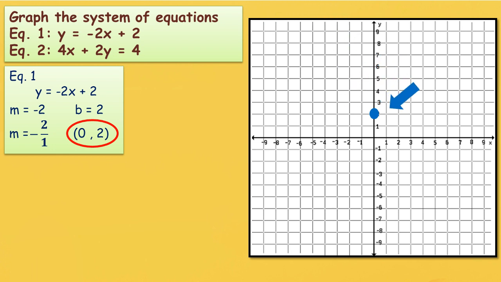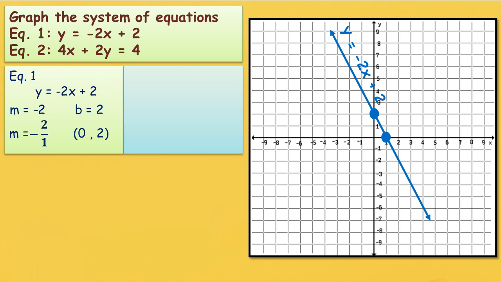At from this point, we will get the other point using the slope of the equation, and the slope is negative 2 over 1. So our rise is the numerator, negative 2. If that is negative 2, that will be 2 units downward. So ito yung point natin. And then ang denominator is the run, positive 1. Kung yan ay positive 1, it is going to the right. So 1 unit to the right, and here is the point. Let us connect them and write the name of the equation. Y is equal to negative 2x plus 2.